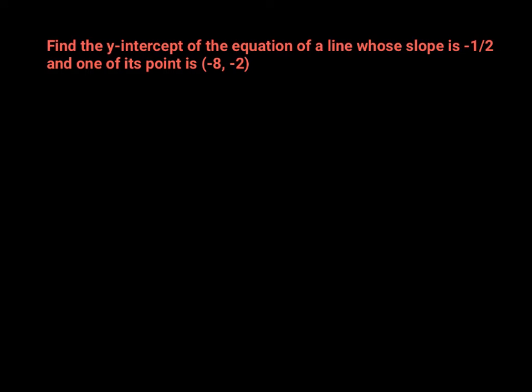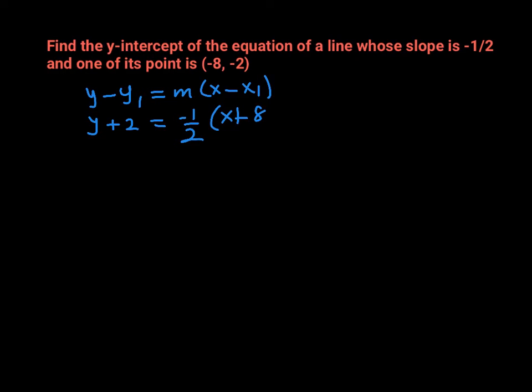Okay, so the equation is given by y minus y1 is equal to m into x minus x1. So what is y1? That is negative 2. So this is y plus 2 will be equal to, what is the slope? Negative half. And what is x1? x1 is negative 8. So this is going to be x plus 8.